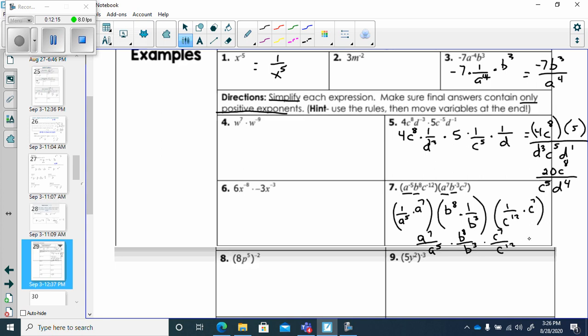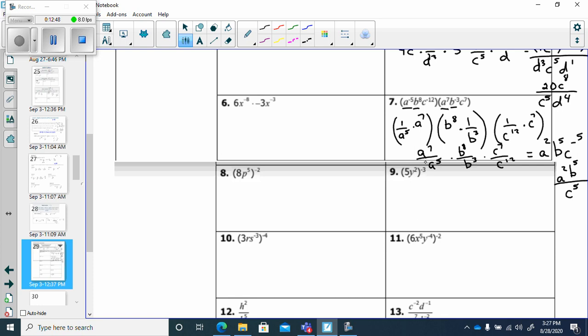When we are dividing, we subtract exponents. 7 minus 5 is 2. That's a to the 2nd power. 8 minus 3 is 5. B to the 5th power. Okay? 7 minus 12 is negative 5. Okay, so I've got a negative 1 here. That would give me a squared b to the 5th over c to the 5th. That's 1 over c to the 5th.